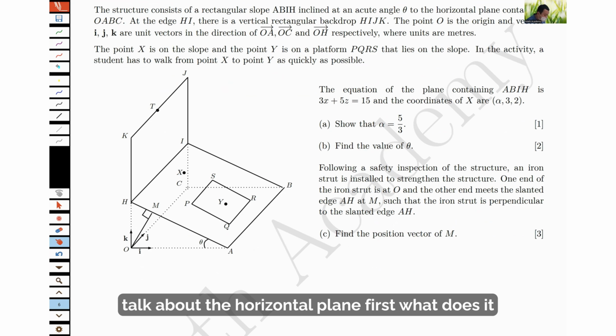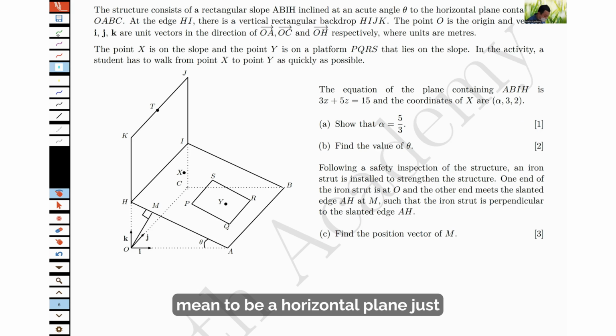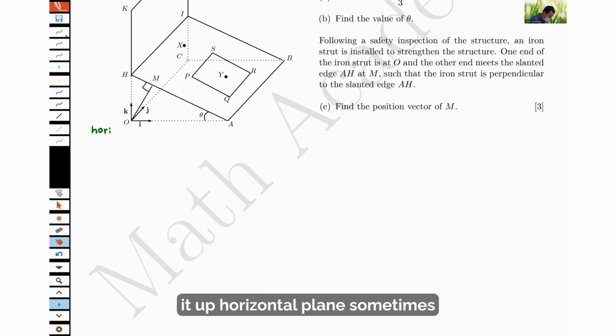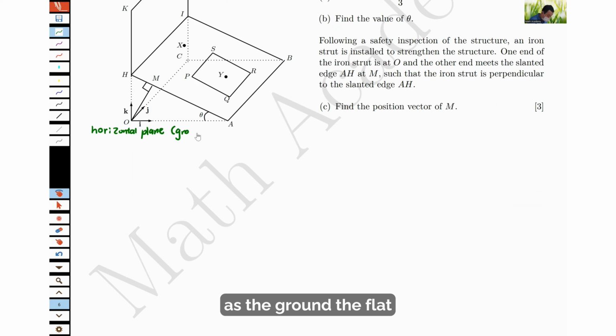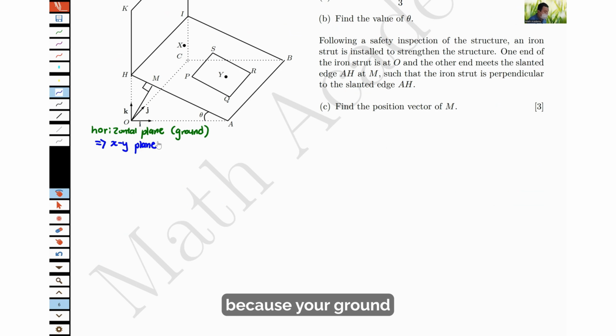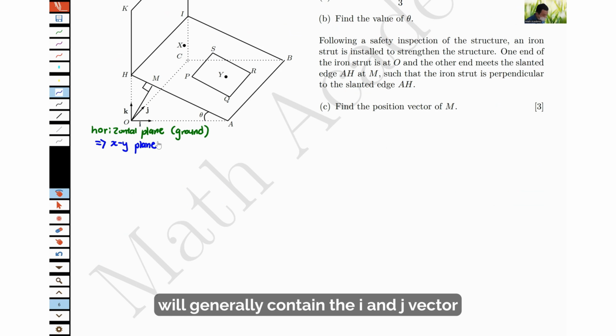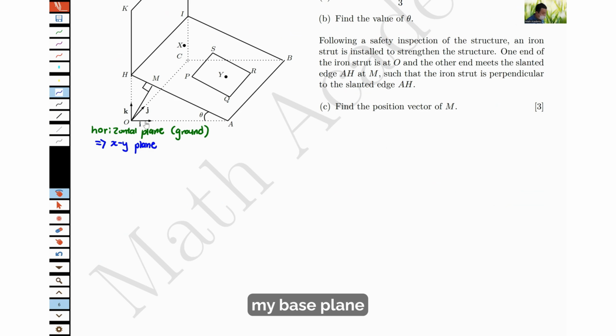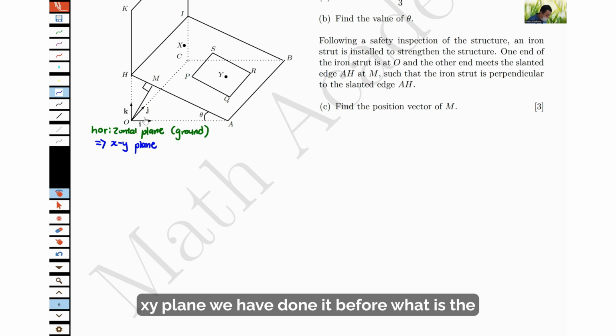Can I talk about the horizontal plane first? What does it mean to be a horizontal plane? Sometimes the problem calls the horizontal plane as the ground. The flat ground that we have is a horizontal plane. Horizontal plane is usually referring to the XY plane, unless they state otherwise. Because your ground will generally contain the i and j vector. My base plane OABC contains the i and j vector. XY plane, we have done it before.